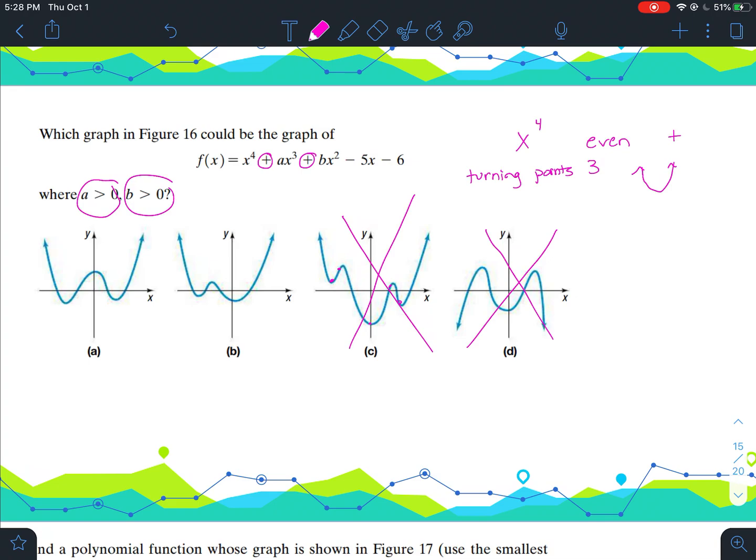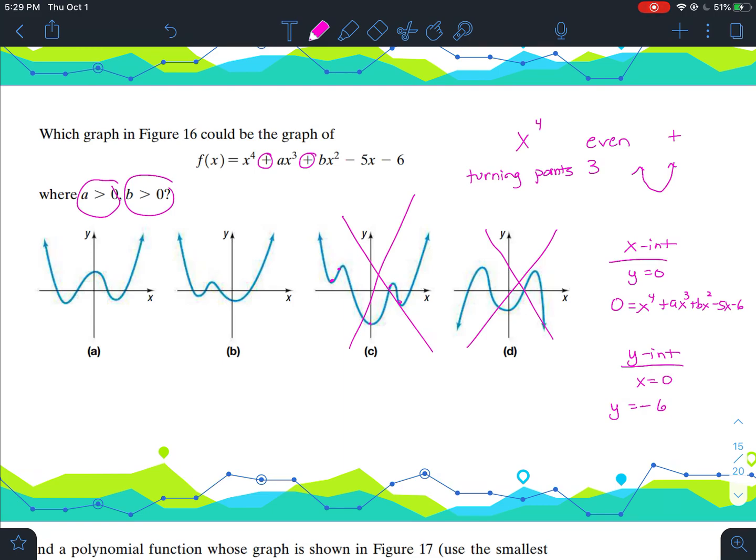Okay, what could we find? For x-intercepts, we would let y equal 0. So if I let 0 equal x to the fourth plus ax to the third plus bx squared minus 5x minus 6, that doesn't look like super fun to solve. But we also have the y-intercept, which we haven't talked about today. How do we find the y-intercept? We let x be 0. So if I let x be 0, the other terms would be 0, and the only thing left would be negative 6.